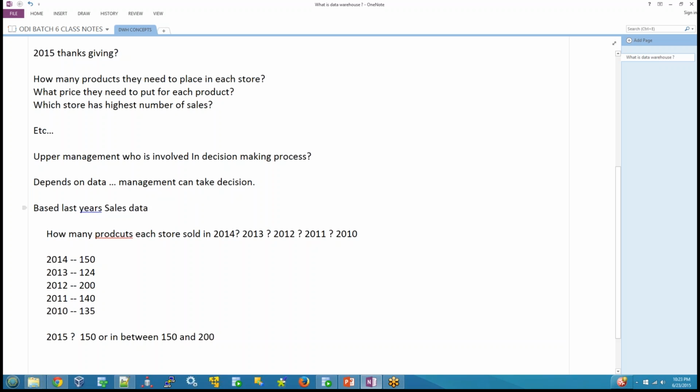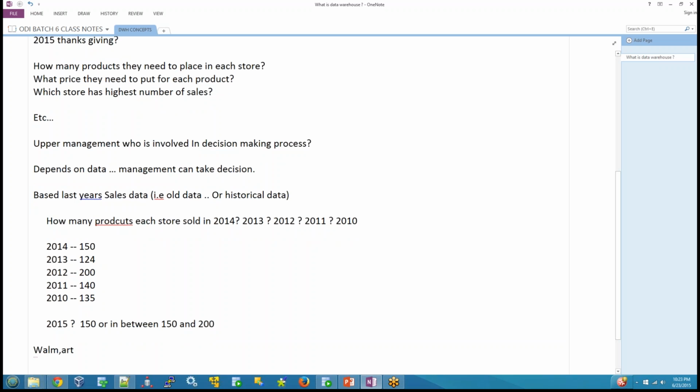Last year's data in the sense is old data, or I can say historical data. So they are maintaining all years' data. They have the data stored in a single place. So now Walmart has historical data. That means the last couple of years' data, that is, last year's data.